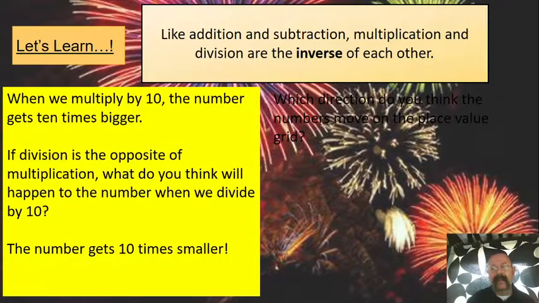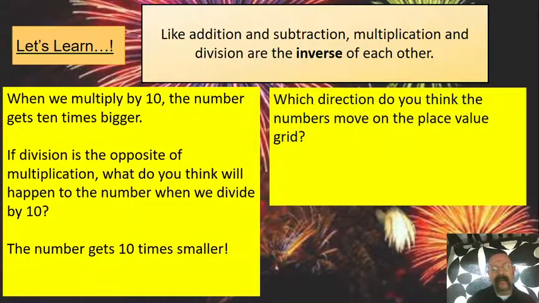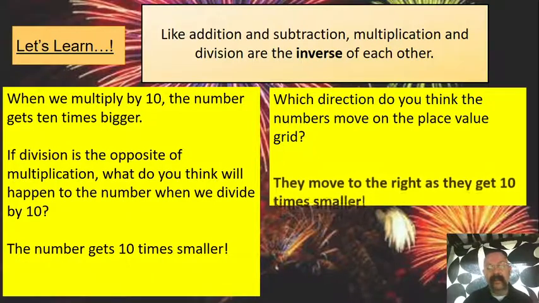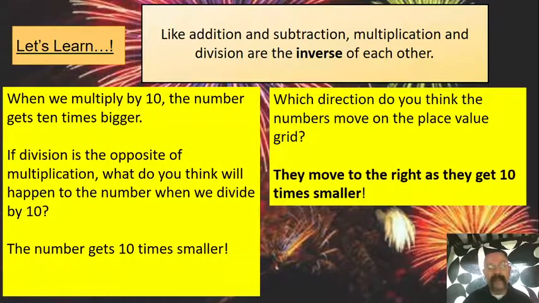Okay, so let's just answer this question. Which direction do you think the numbers move on the place value grid when we are dividing? Okay, so think about when we multiplied, which direction the digits moved in. So if we're doing the inverse, it's going to be the opposite direction. So they move to the right as they get 10 times smaller.